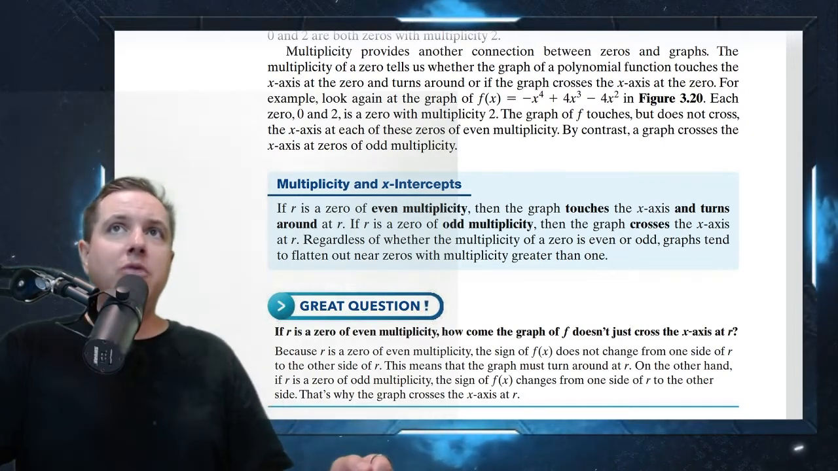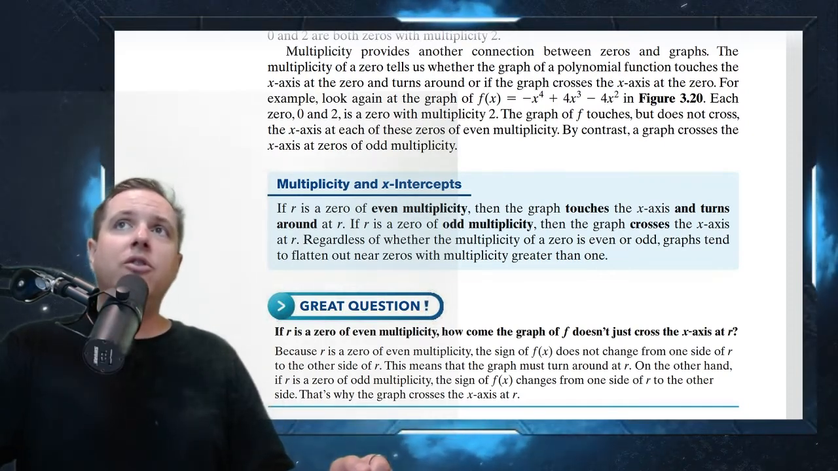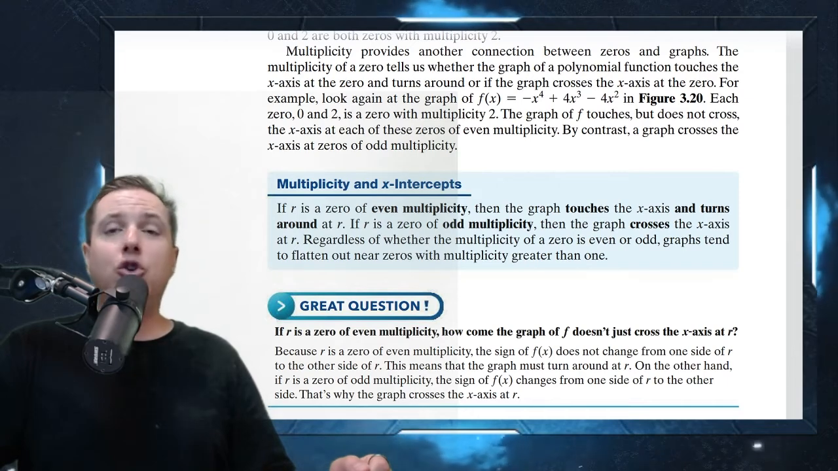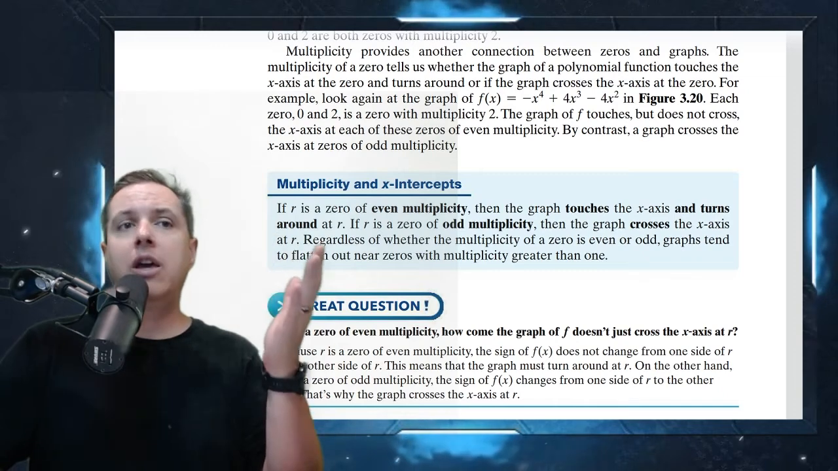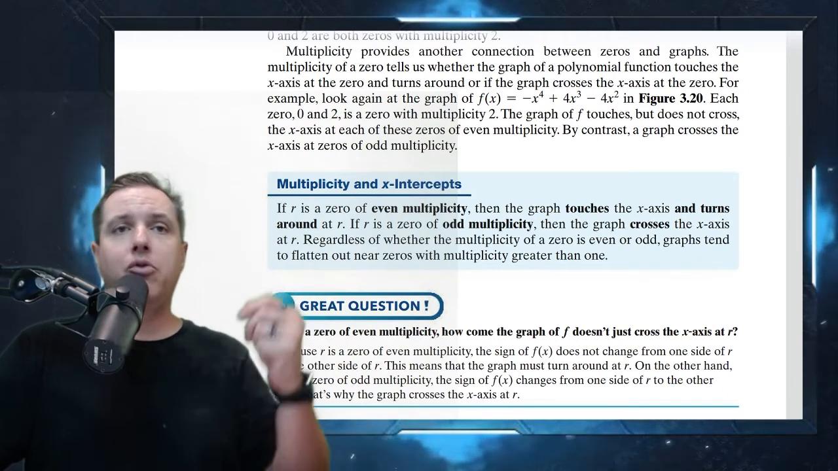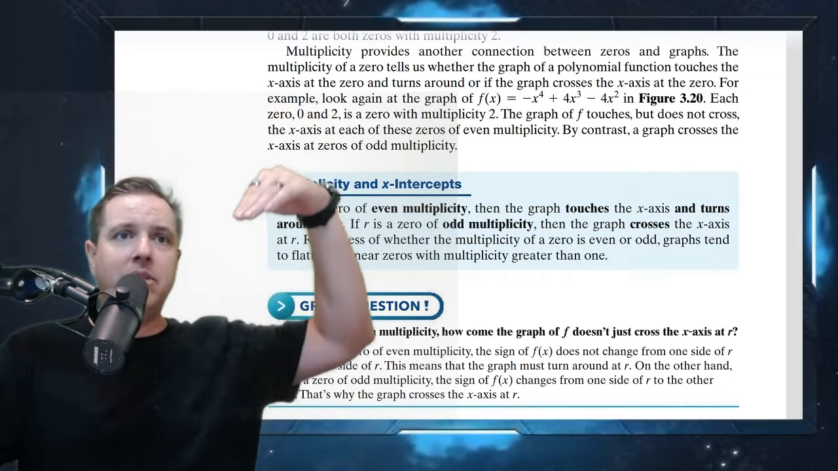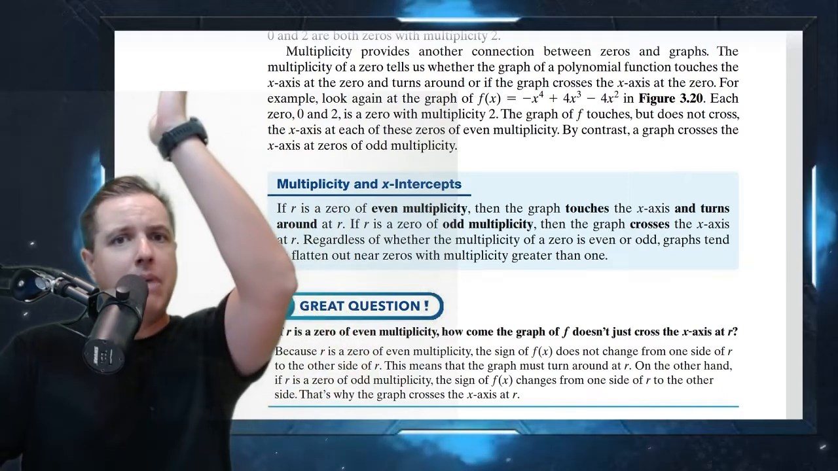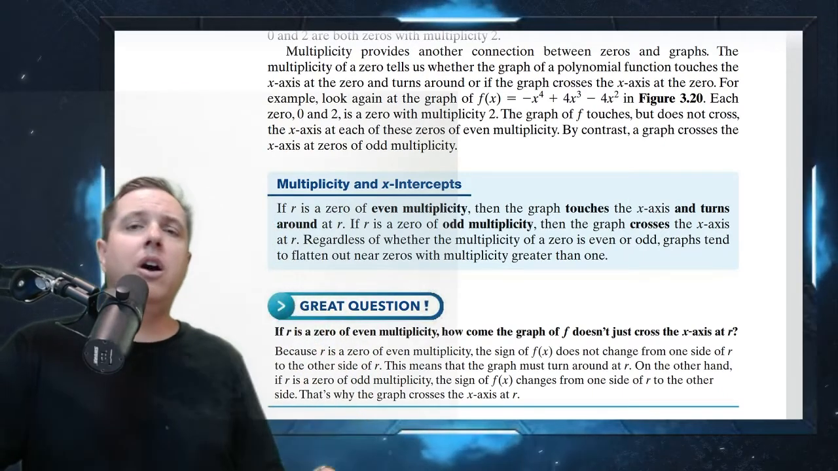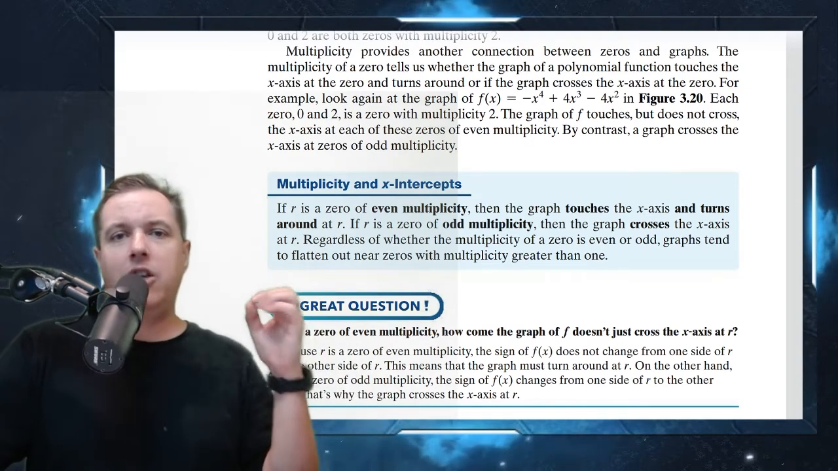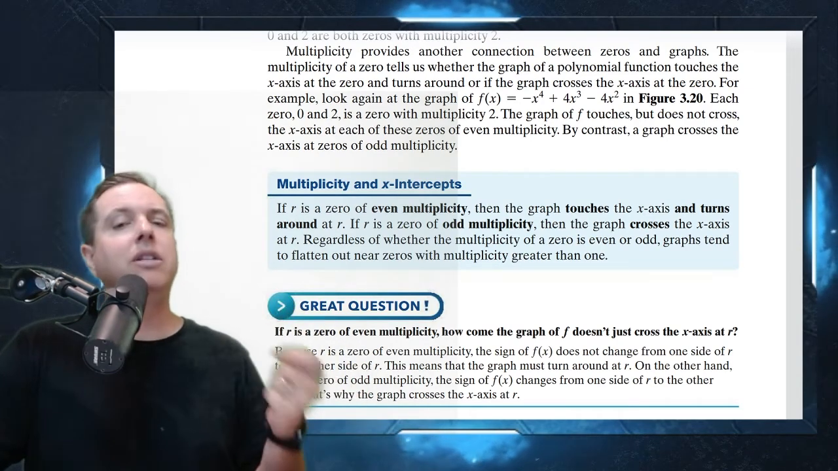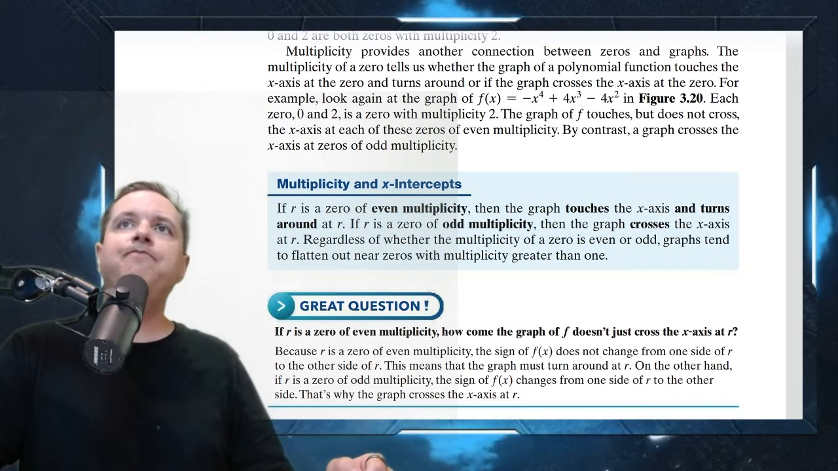If r is a 0 of even multiplicity, then the graph touches the x-axis and turns around at r. It doesn't cross the x-axis. So think of x squared, think of a parabola, where your parabola comes down, touches the axis, and then it goes back up, right? Just like y equals x squared. That's kind of your base example for even multiplicity. We'll look at it in the graph in just a minute.